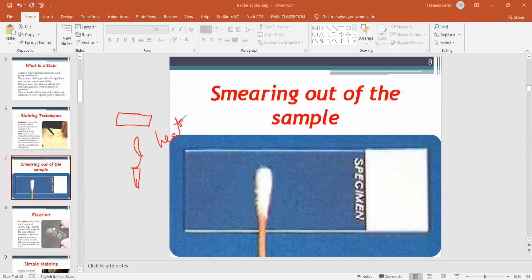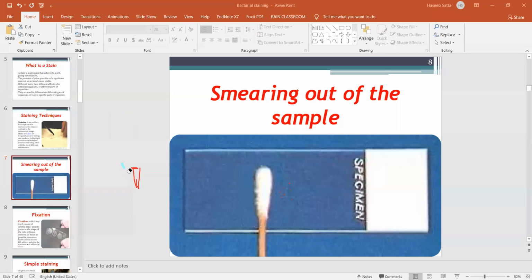The heat can cause the fixation of the bacteria onto the glass slide. When we pass this glass slide 2 or 3 times over the flame, due to the heat, the bacterial cells will attach to the glass slide, so that after this fixation, when I add a dye, the bacteria will not be washed out. The bacteria will not wash out. So this is the significance of fixation.